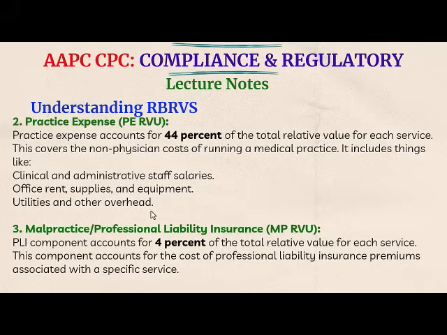The third category is malpractice or professional liability insurance, called MP RVU. So that is the PLI, the professional liability insurance component, which accounts for 4% of total relative value for each service. This component accounts for the cost of professional liability insurance premiums associated with a specific service.